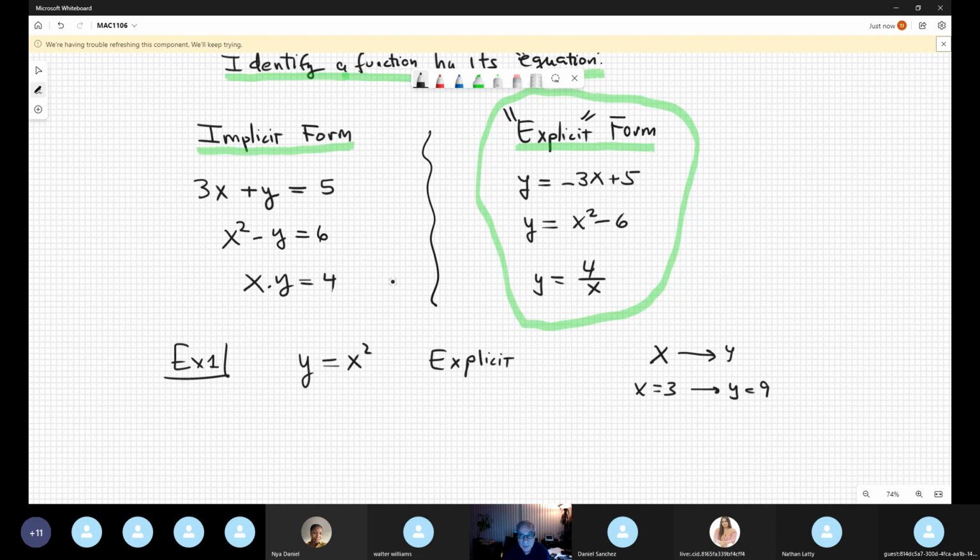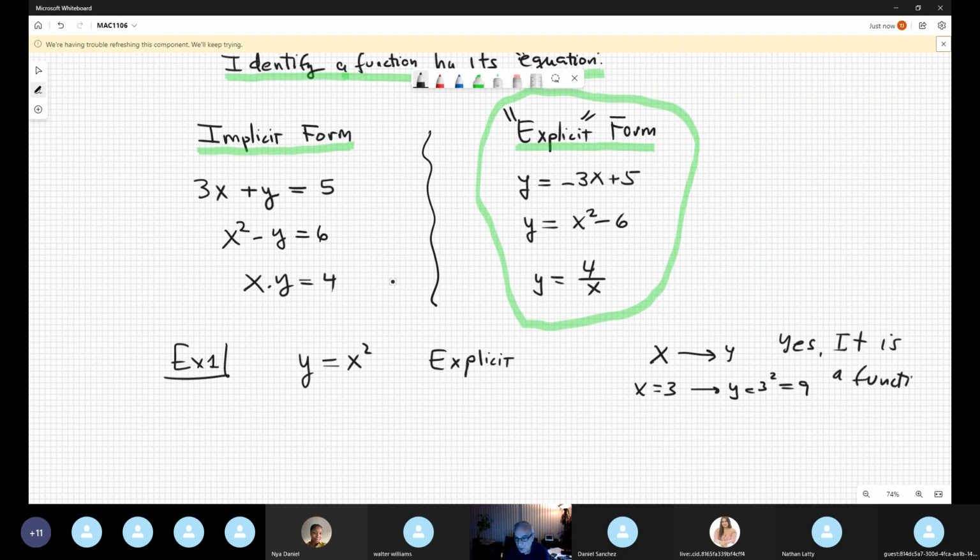3 squared. Let me do it step by step. 3 squared is 9. And this happens for any value. So one x gives me one value of y. Therefore, it's clear that it is a function. Yes, it is a function.